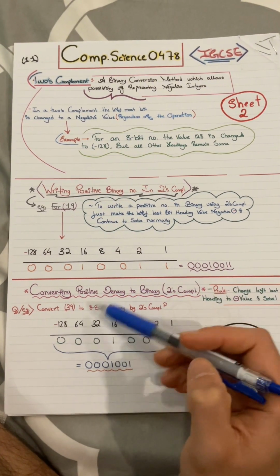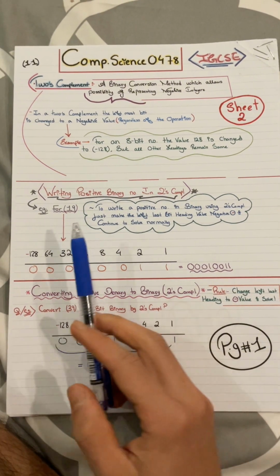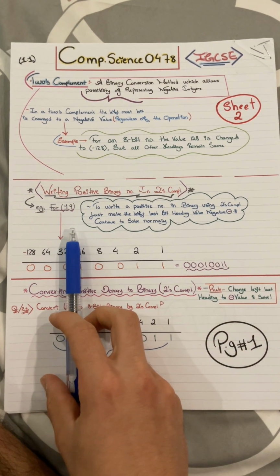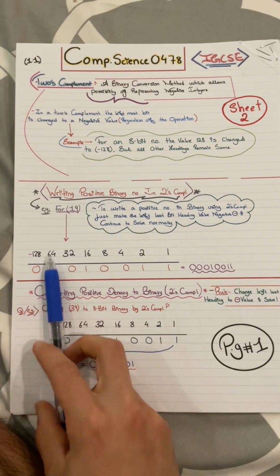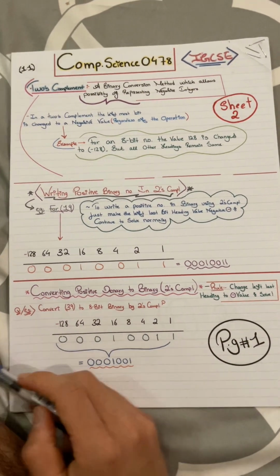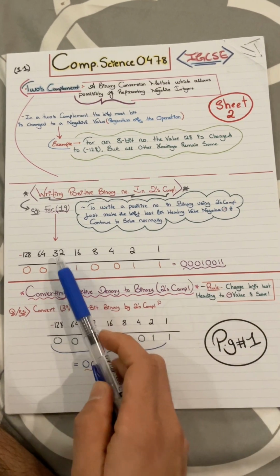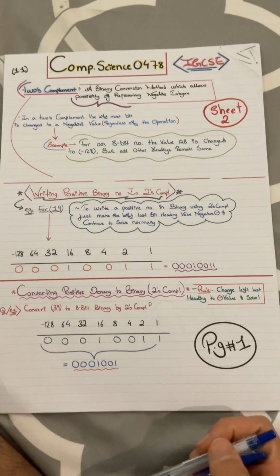Now you're going to put a 1 under all the numbers that add up to give you 19, correct? So up till 16 is okay, but if you choose to go all the way up to negative 128, then the left last digit is going to become negative. So keep everything the same, solve it as it is, but just make the last one negative. Alright, let's have a look at another example.